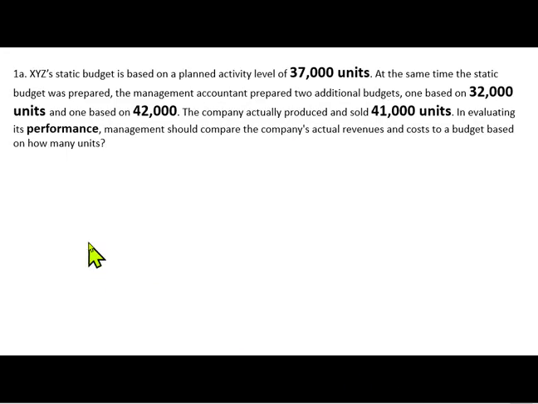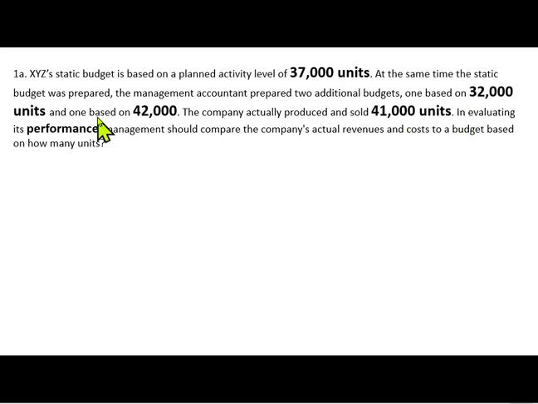Okay, our first question. XYZ's static budget is based on a planned activity level of 37,000 units. At the same time the static budget was prepared, the management accountant prepared two additional budgets, one based on 32,000 units and one based on 42,000 units. The company actually produced and sold 41,000 units.